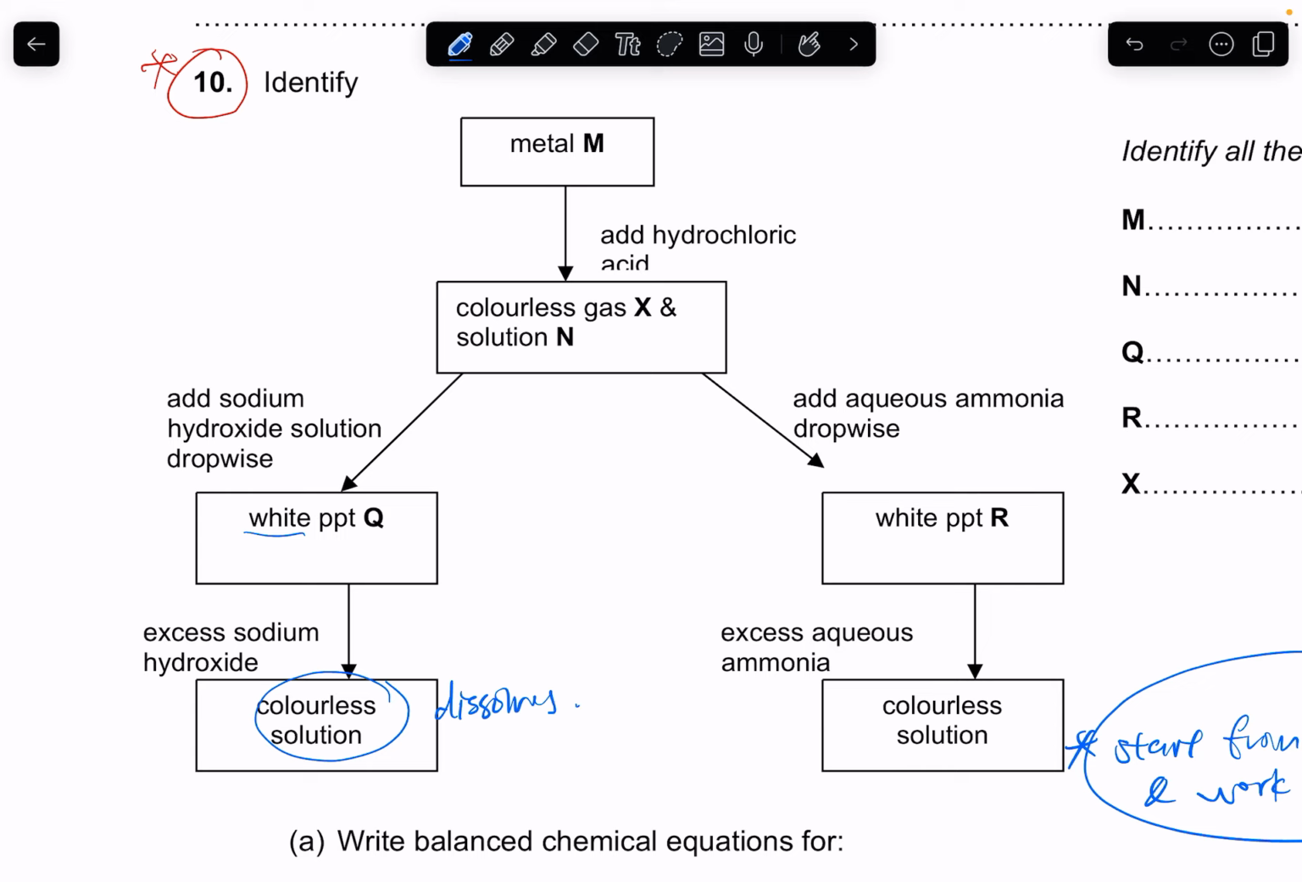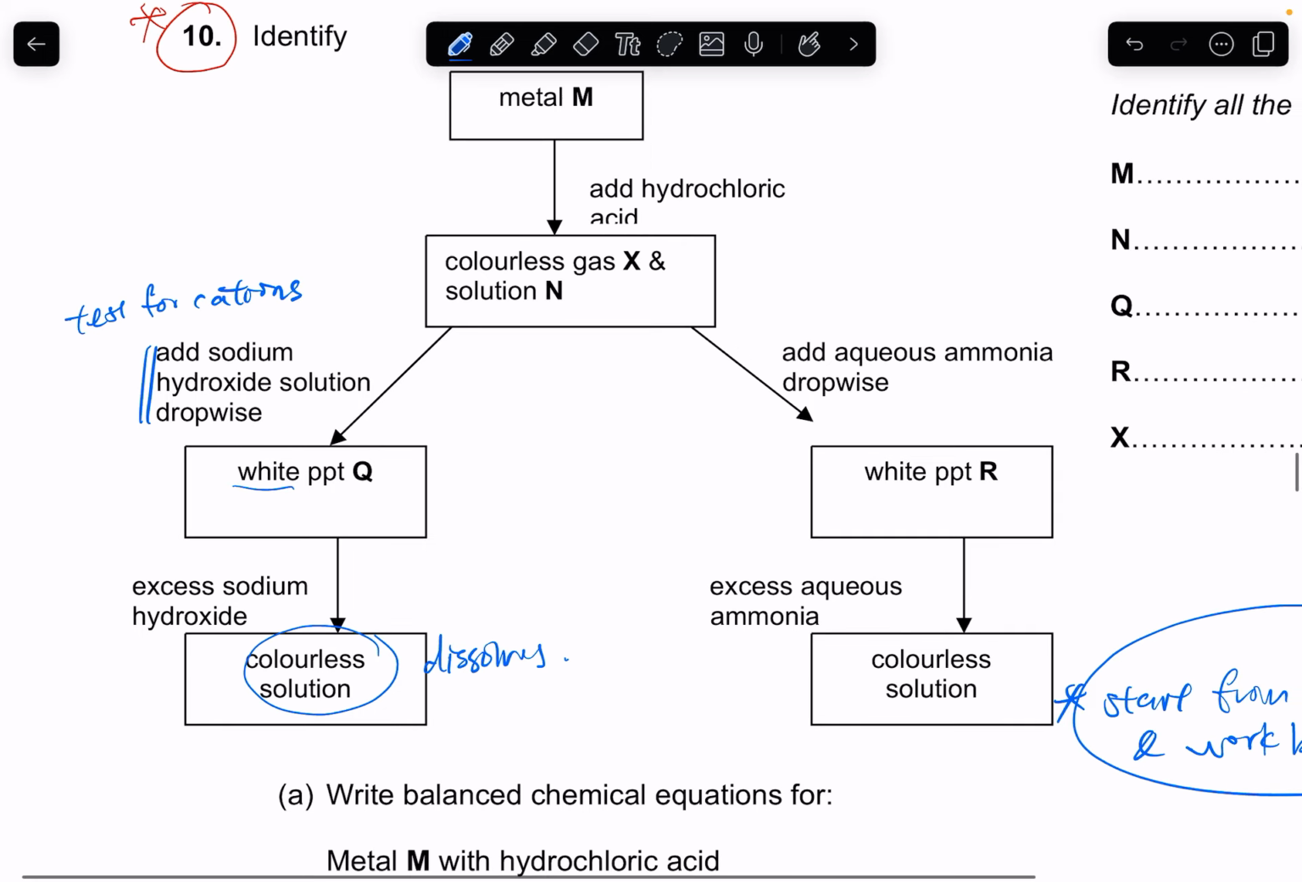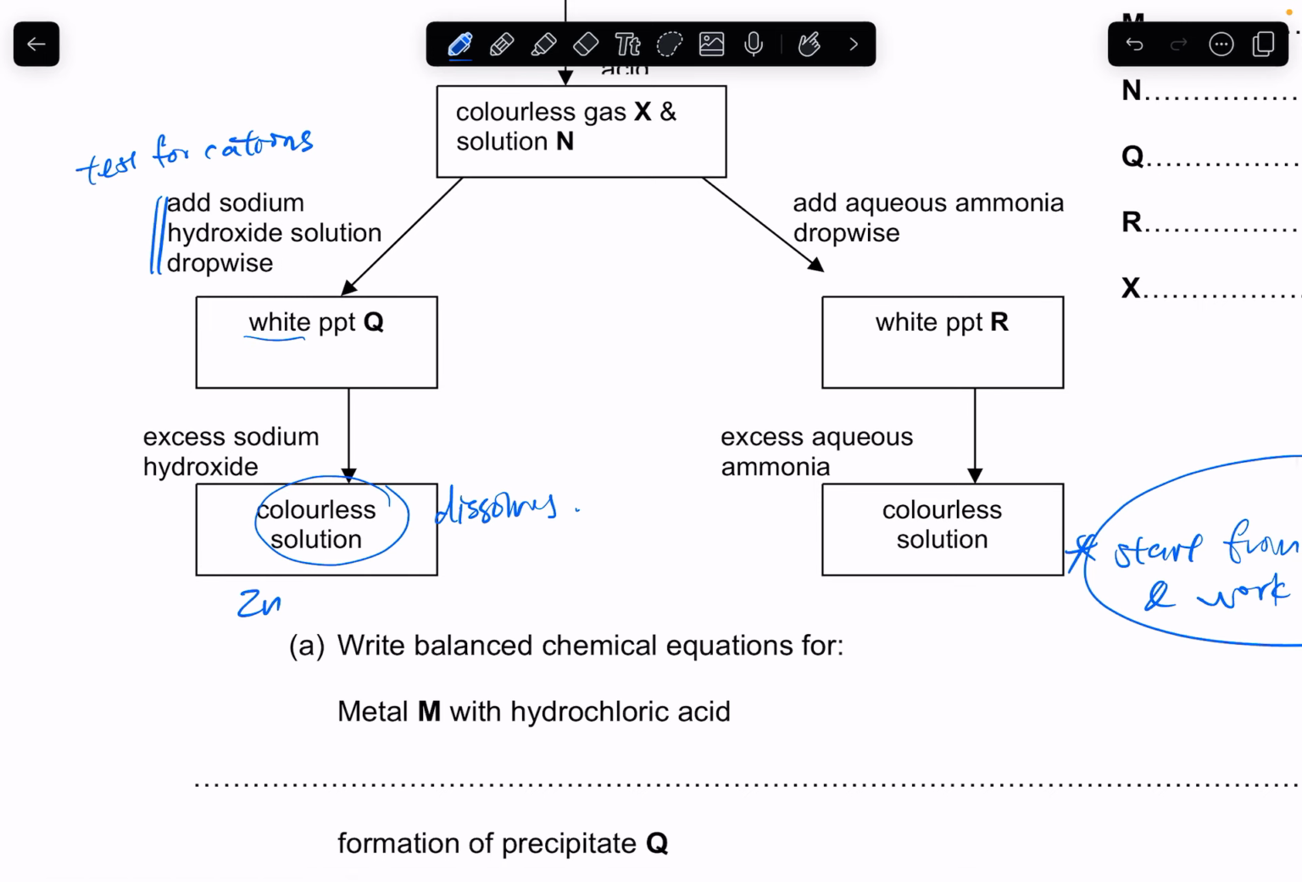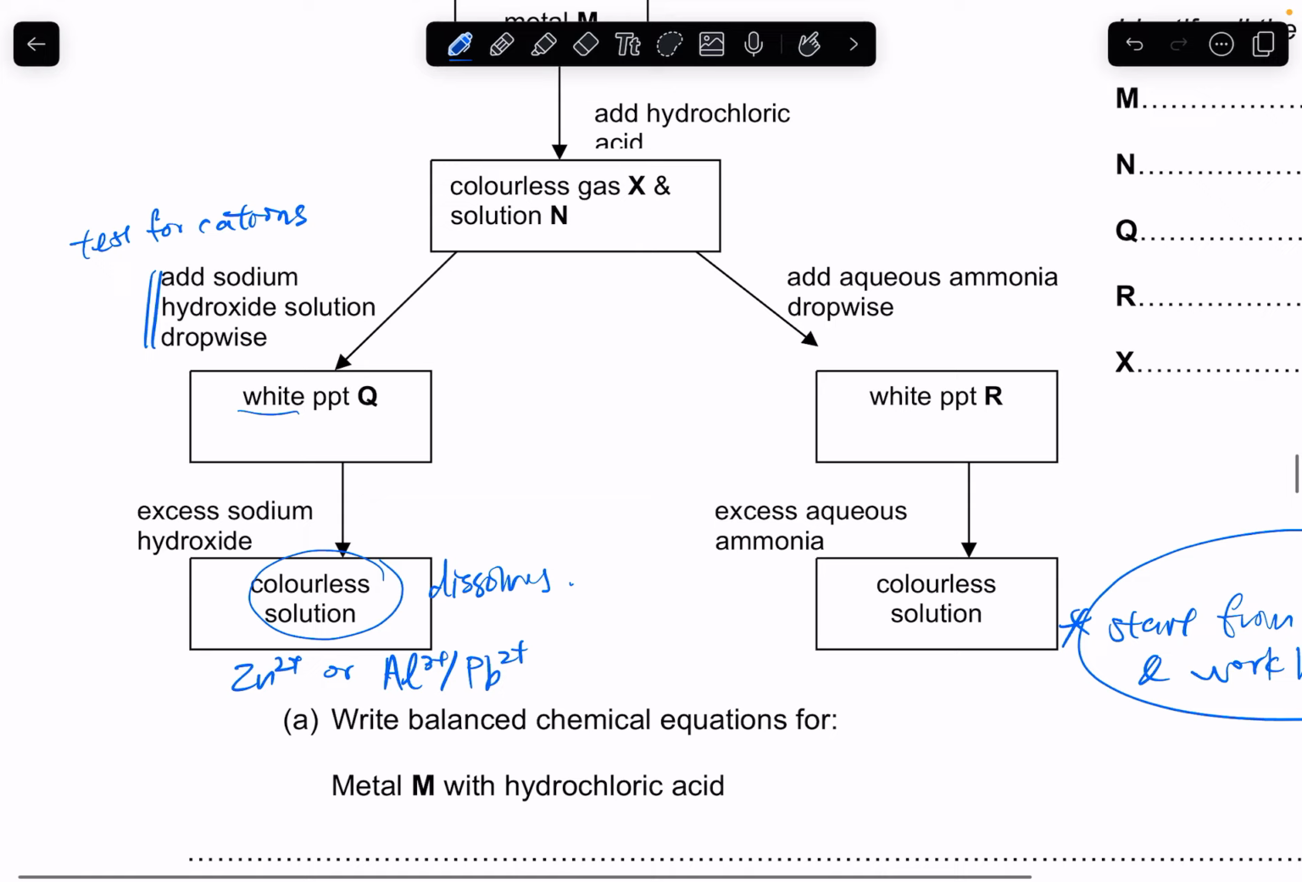So what I will do is identify what this is testing for. When I add sodium hydroxide dropwise, this is actually the test for cations. So you look at your flowchart: test for cations, add sodium hydroxide, white precipitate, soluble in excess. There are two, right? It will be Zn2+ or Al3+ or lead, depending on your syllabus. So there's two possibilities.